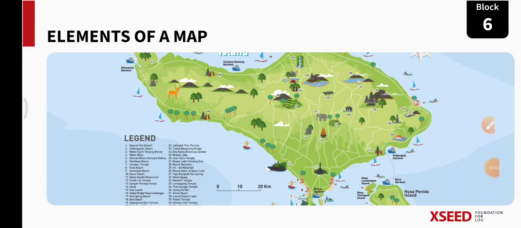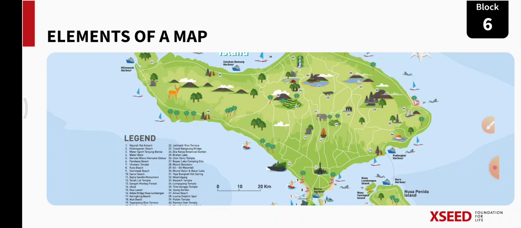In the previous block we learnt about a good citizen, the rights and duties of a good citizen and the duties of a neighbor. We also learnt about the rights of the child, right? In today's block we are going to learn about elements of a map.